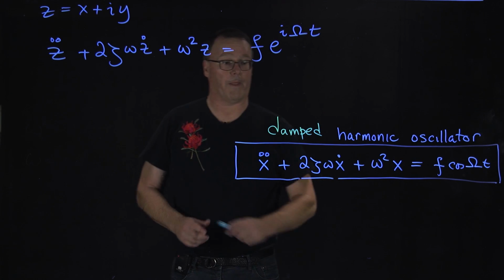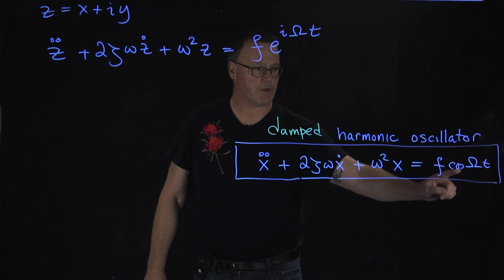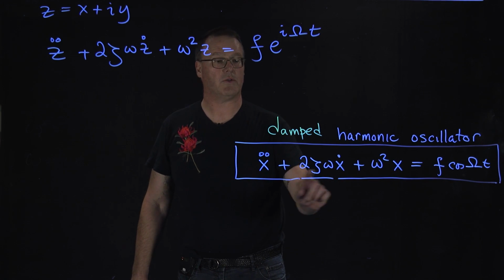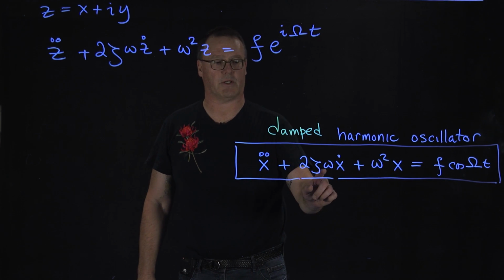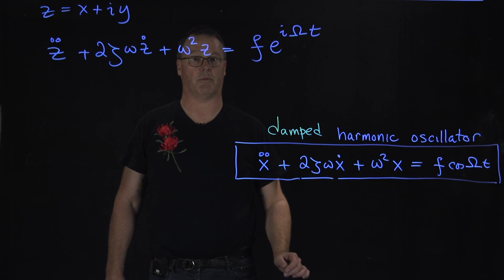So I have erased all of the other stuff here. I've left the equation in terms of x, and I've added the word damped. This is a damped harmonic oscillator. It's also forced with this term here.